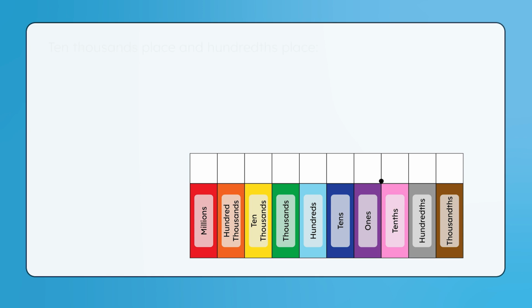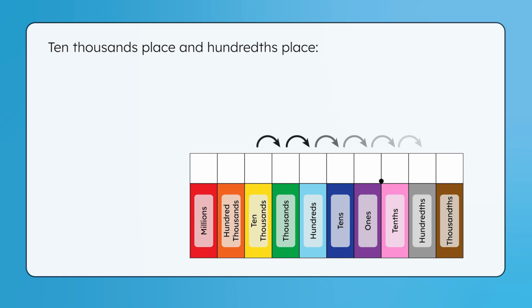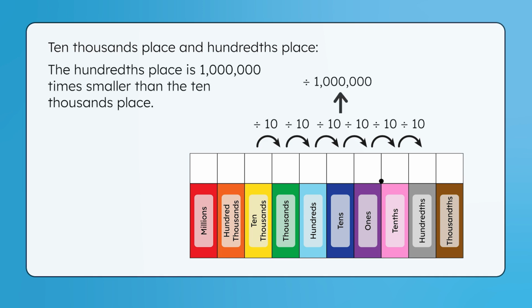Let's check your thinking. Between the 10,000ths place and the hundredths place, there are 6 place value jumps. That means their values are related by a power of 10 with 6 zeros, 1 million. So the value of the hundredths place is 1 million times smaller than the value of the 10,000ths place.